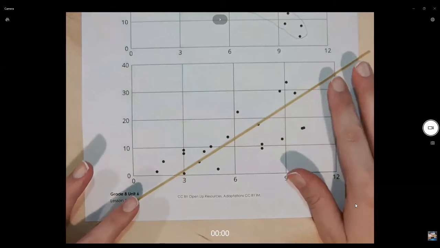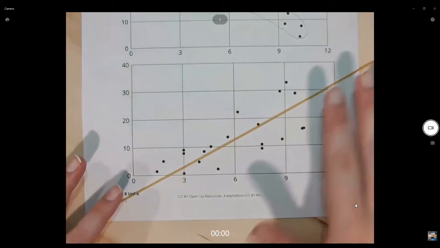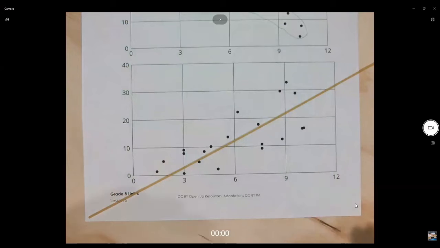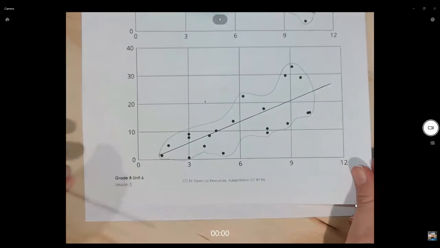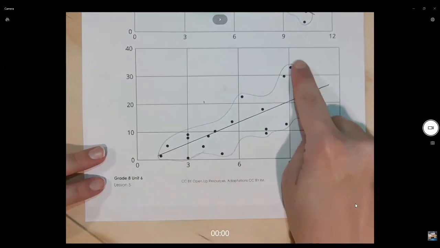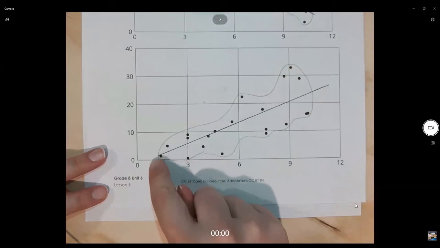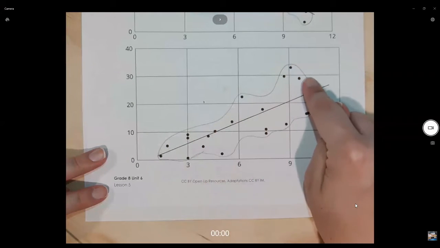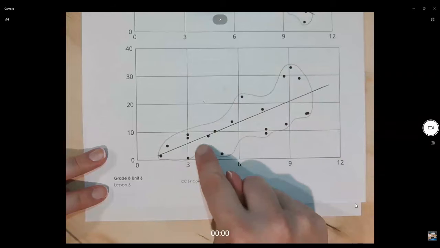So it's somewhere like this, and we want to put it in the middle. Remember, it doesn't have to go through any of the points. It's just trying to estimate them the best. You can also draw a little blob and try to fit the blob like I did here. So I drew a little blob around all my points, and then I tried to draw it through the middle so that this area up here is pretty close to this area down here.